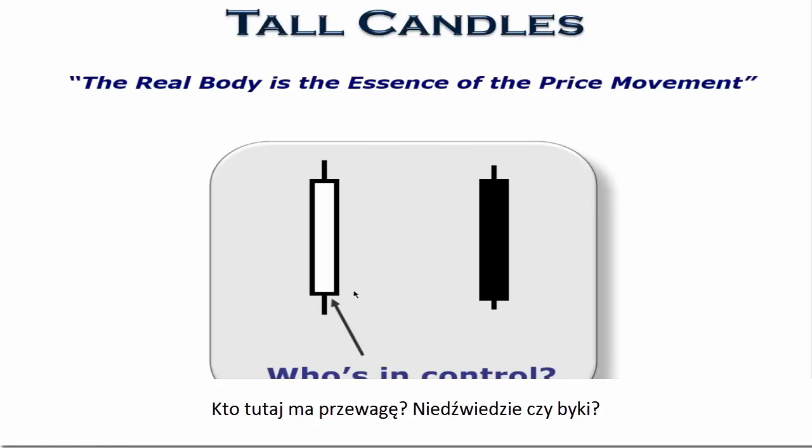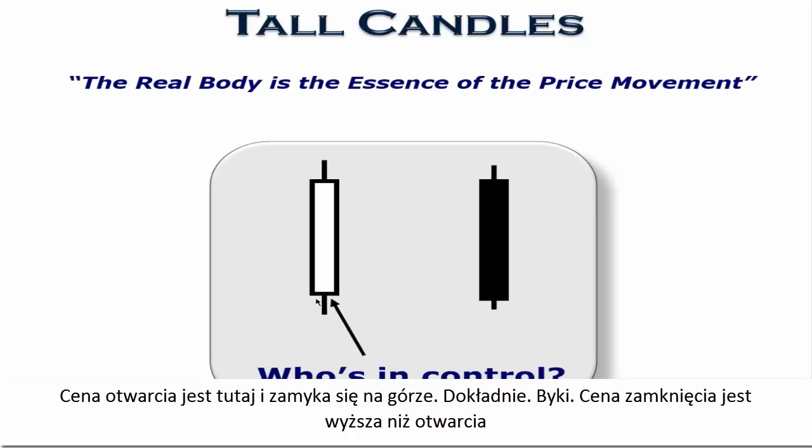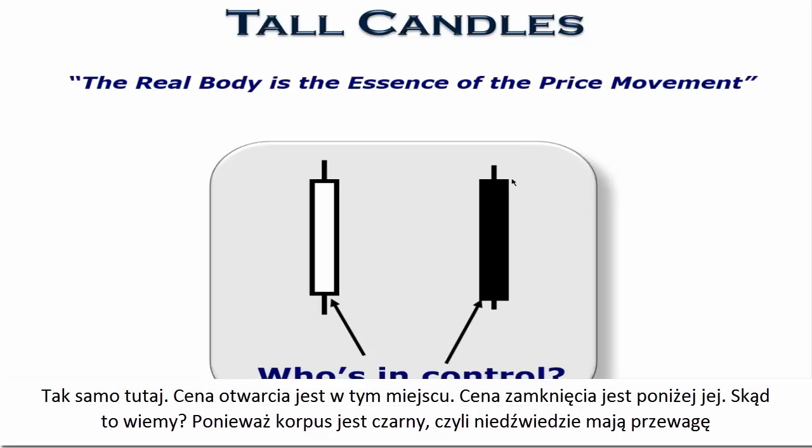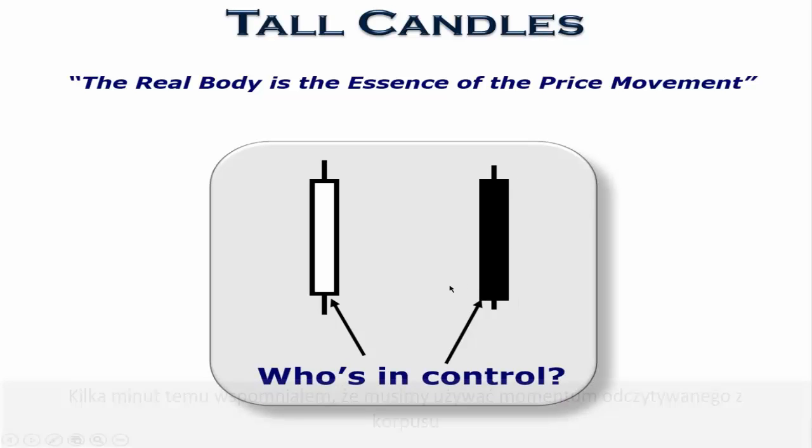So let me ask you, who's in charge here? The bulls or the bears? And how do we know? The market opened here and closed there. Right, you're all getting it. Bulls, exactly. The market opened near the lows and closed, in this case, near the highs. So you have a tall, white, real body, opened here, closed here. How do we know it opened here and not down here? Right, because it's a black, real body, so the bears are in control.